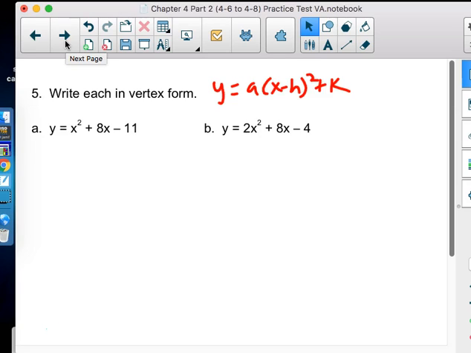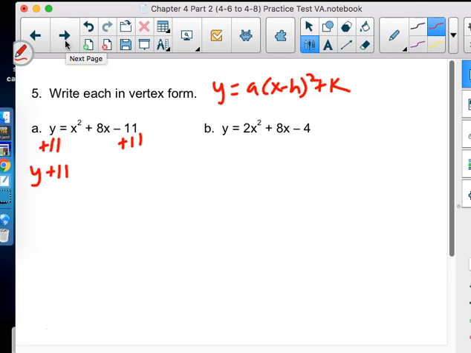Take a look at A. First step. This is no different than what we were just doing. Move the 11 over. It's not a perfect square. The other thing to check is there a 1 in front of the x squared? This time we're good. So now what? B over 2 squared. What's B? So 8 over 2 squared is 4 squared, which is 16.